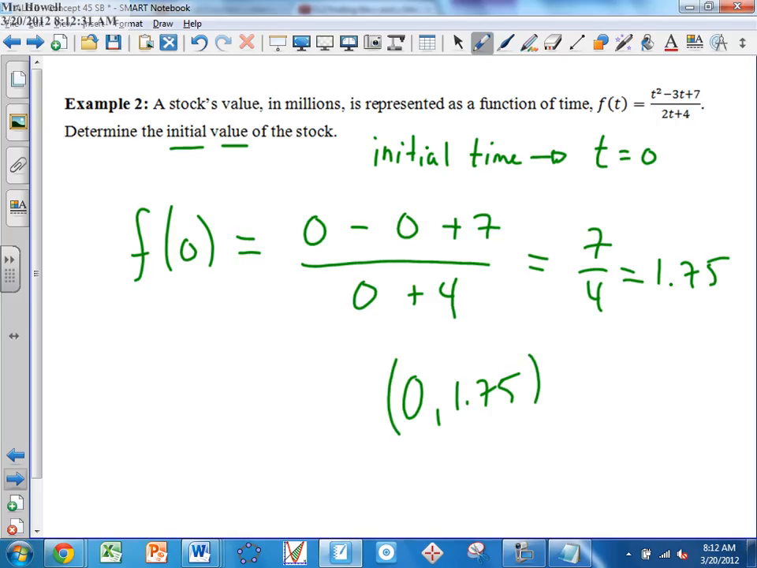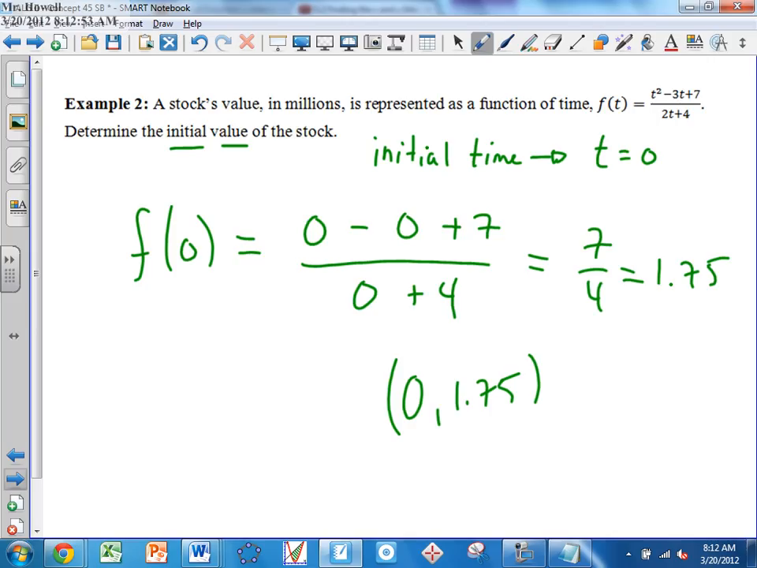So that's my coordinate. What should I really do with my answer now? Go back to the original problem. I wouldn't plug it back into the function. What does it say about the stock's value? What is it measured in? Millions. So that's really $1.75 million, isn't it?